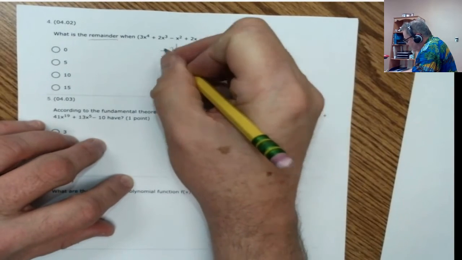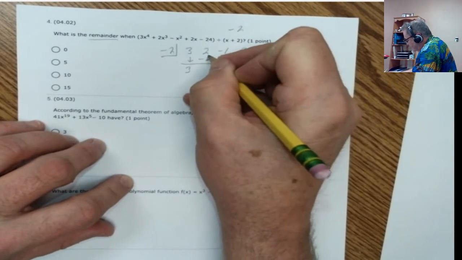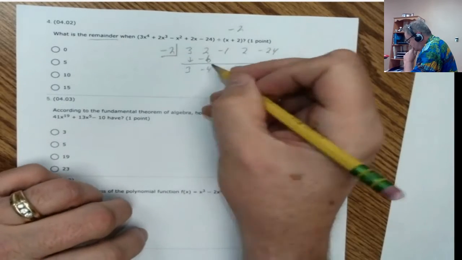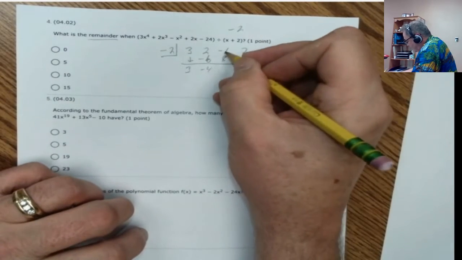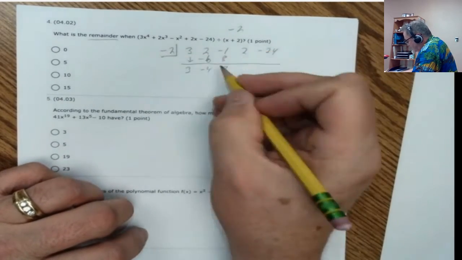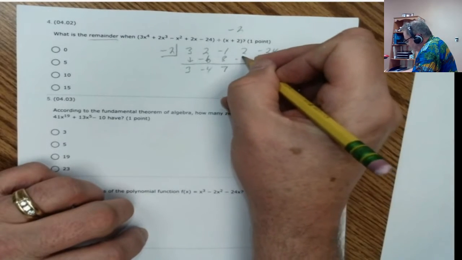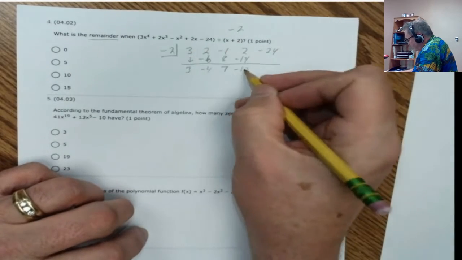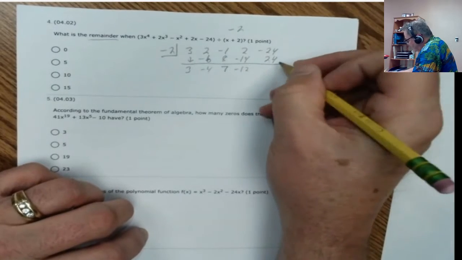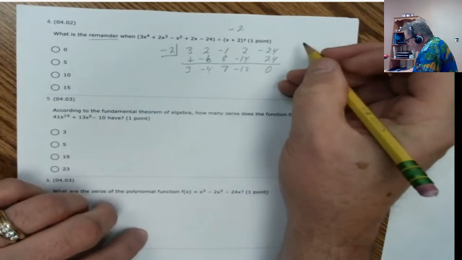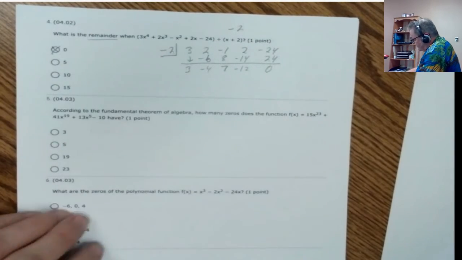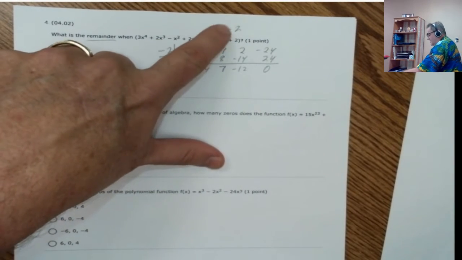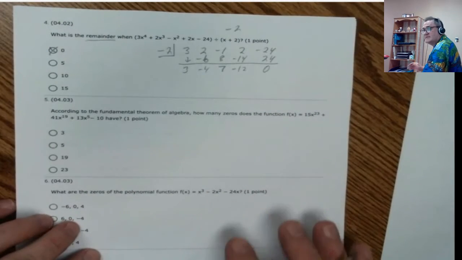Okay, bring the first one down. Negative 2 times 3 is negative 6. Add that to 2, negative 4. Negative 2 times negative 4 is 8. Add that to negative 1, 7. Negative 2 times 7 is negative 14. Add that, negative 12. Negative 2 times negative 12 is a positive 24. Well, look at that. Remainder is 0. So that is one of the factors of this polynomial. It's one of the zeros. It'll cross the x-axis at negative 2.